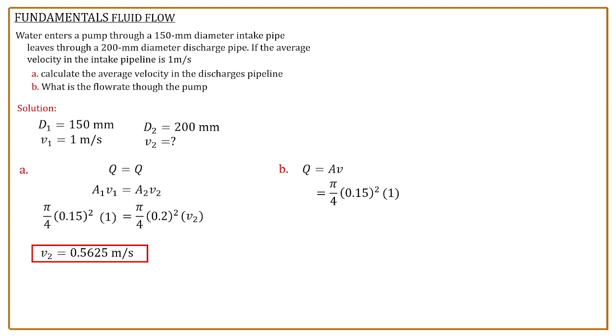Okay, time's up. So, makukuha tayo ng Q na equal sa 0.0177 cubic meter per second. That is our flow rate through the pump.